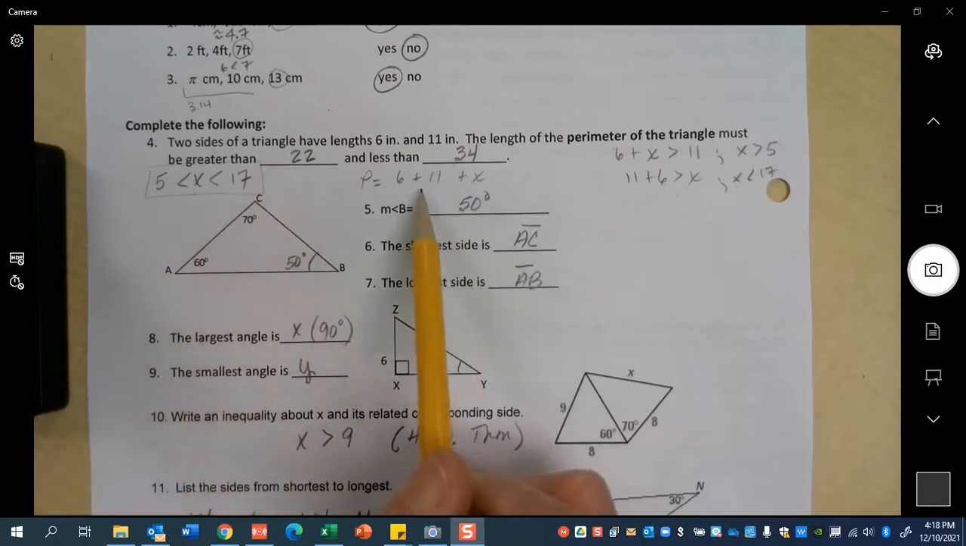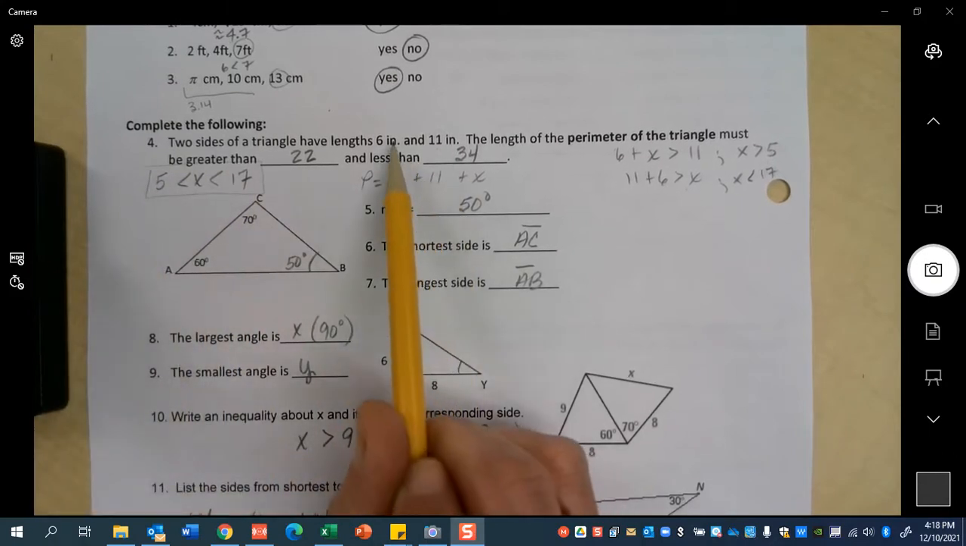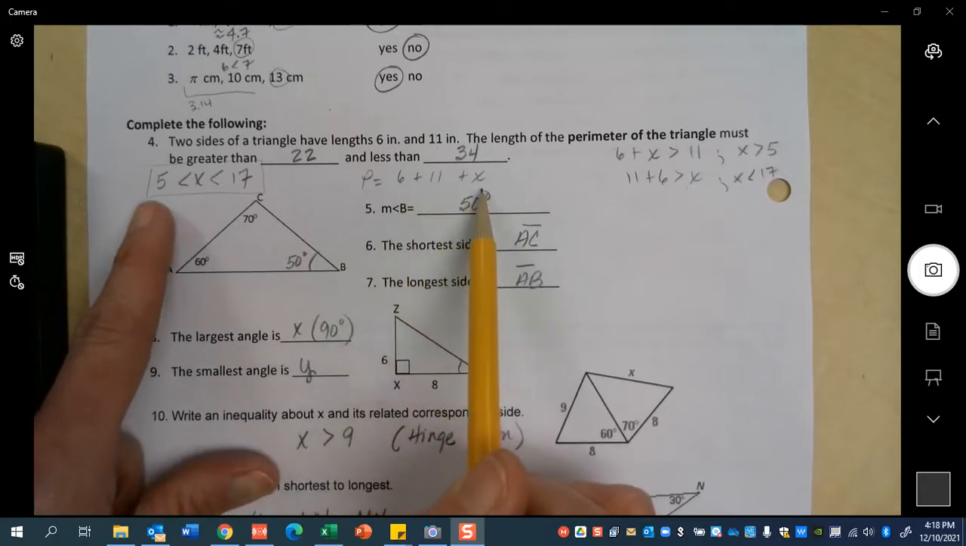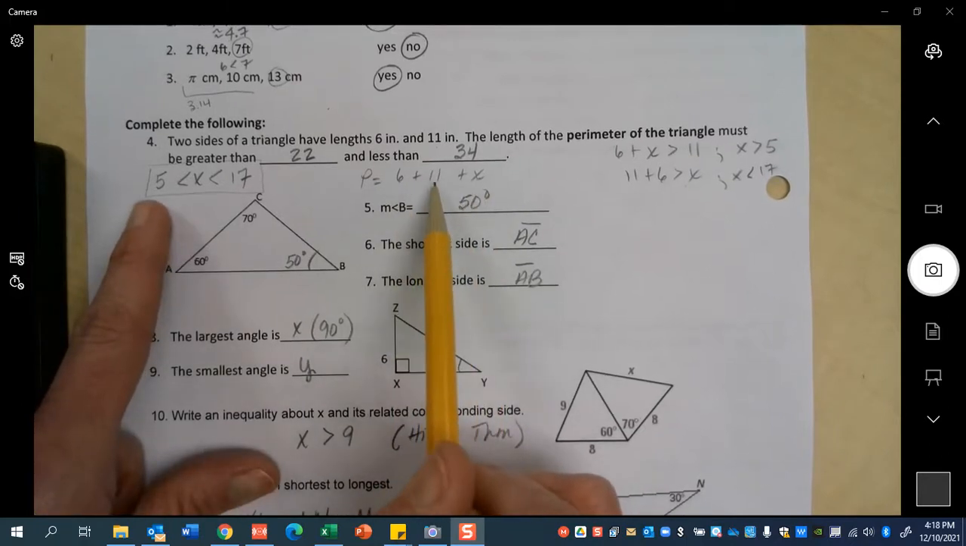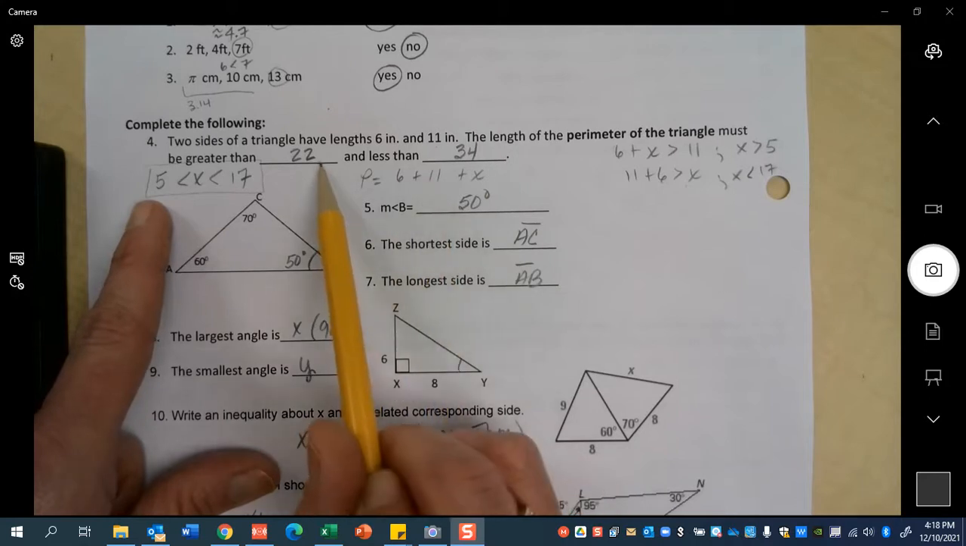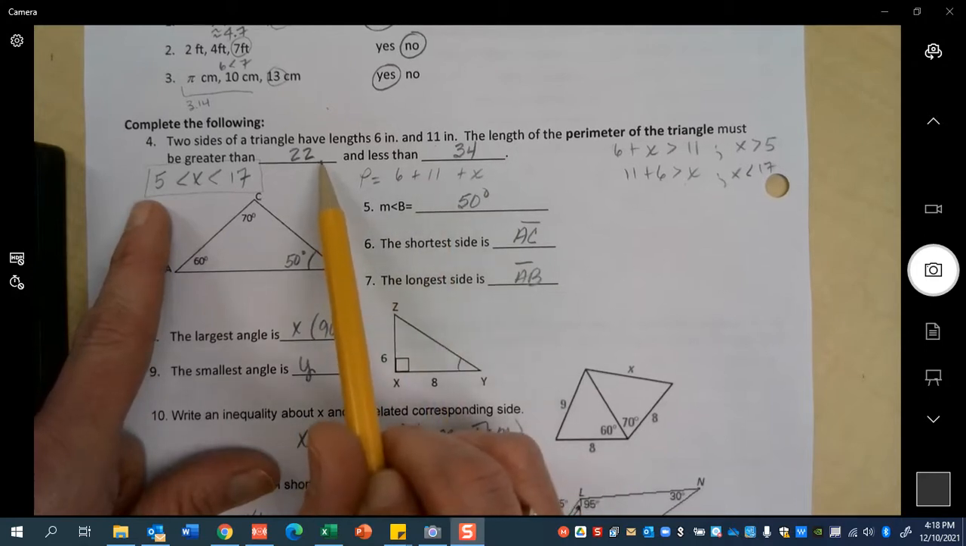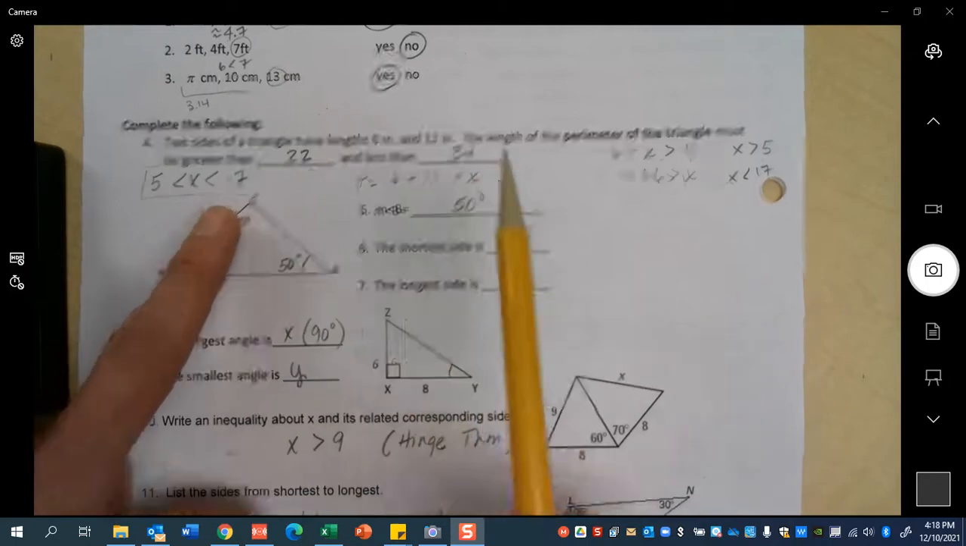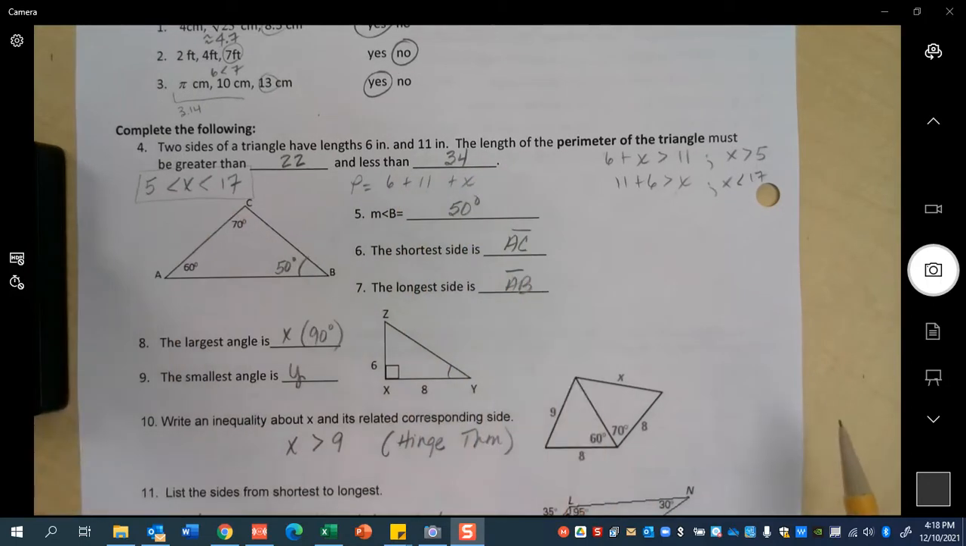So when I find my perimeter, it's going to be the sum of each of those side lengths plus my two different x values. So 6 plus 11 is 17 plus 5 means it has to be bigger than 22, and 17 plus 17 means smaller than 34.